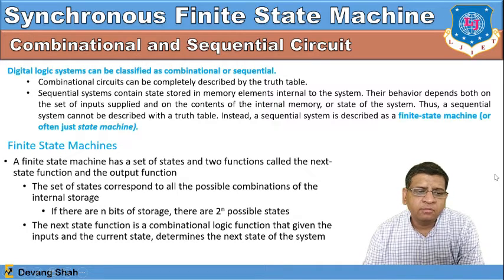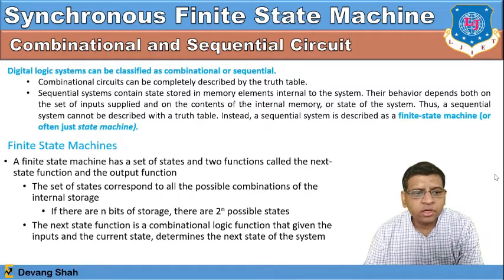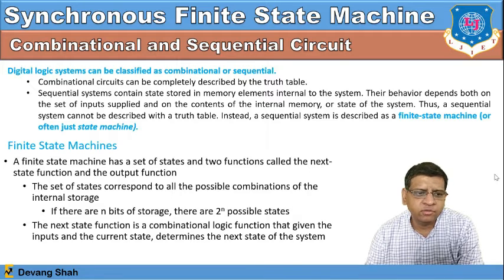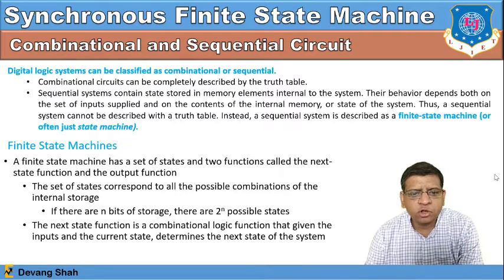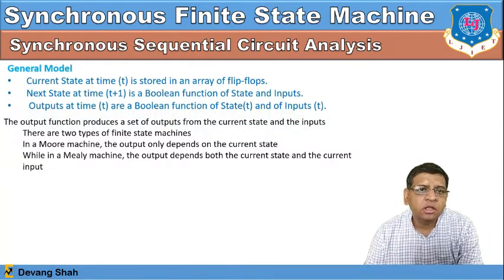A finite state machine has a set of states and two functions called the next state function and the output function. The set of states corresponds to the possible combinations of the internal states. If there are n bits of storage, there are 2 raised to n possible states. For example, with 2 raised to 2 there are 4, so we can define 4 states: 00, 01, 10 and 11, right? The next state function is a combinational logic function that, given the inputs and the current state, determines the next state of the system. So further we discuss this particular model.